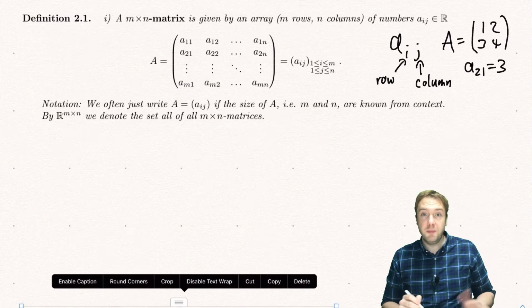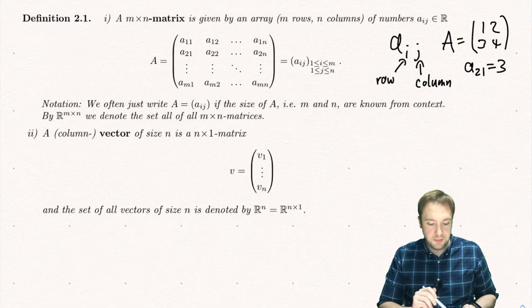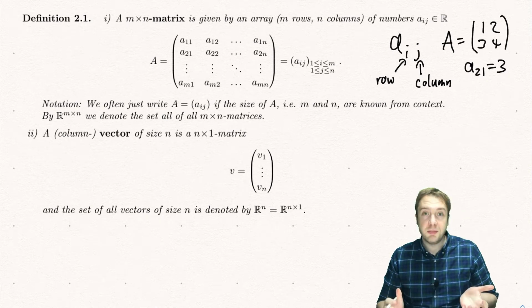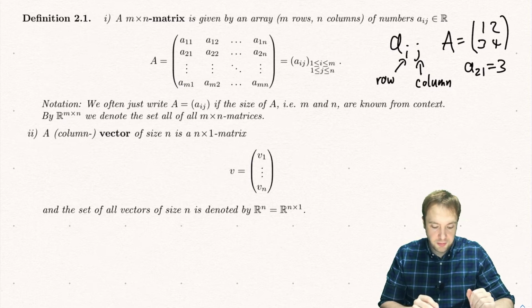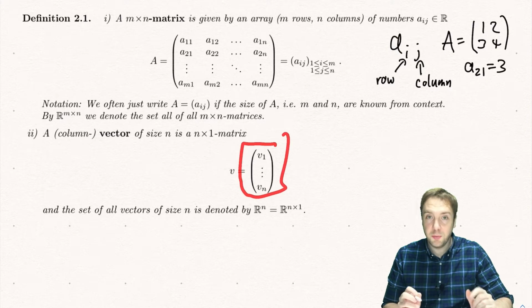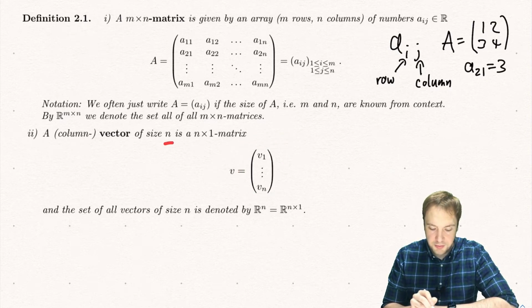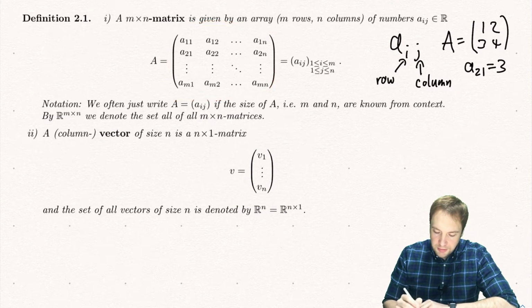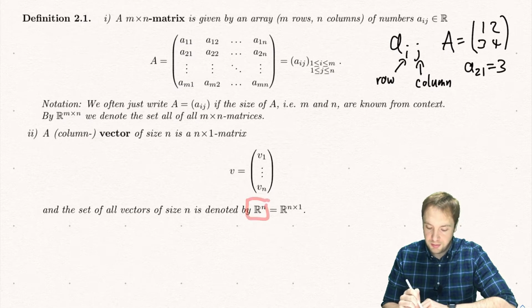And a special case of a matrix is a vector, or more precisely what we will call a vector is usually called a column vector. So in some linear algebra books they consider row vectors, but usually when we talk about a vector we just mean a matrix with exactly one column. So a vector of size n is just an n times 1 matrix, which looks like this. So it's exactly the same notation as here. And the set of vectors of size n will be denoted by R^n.